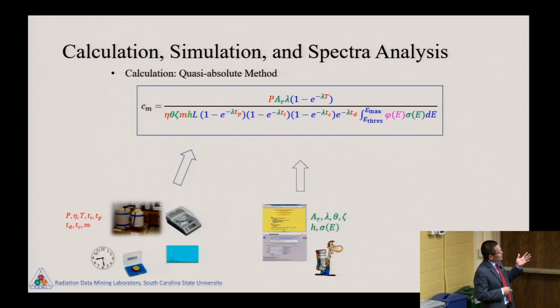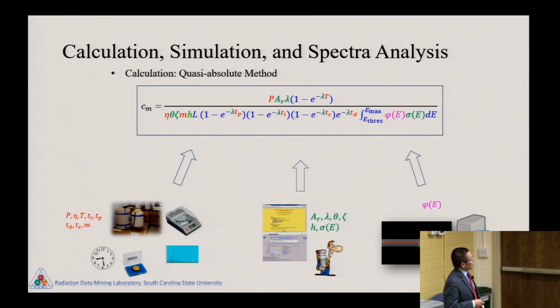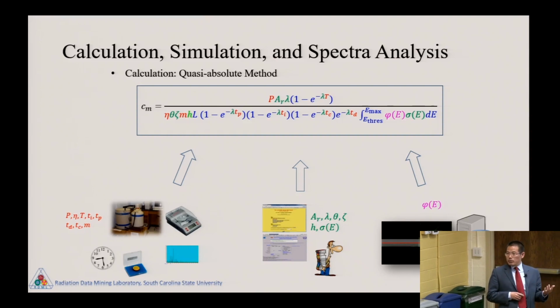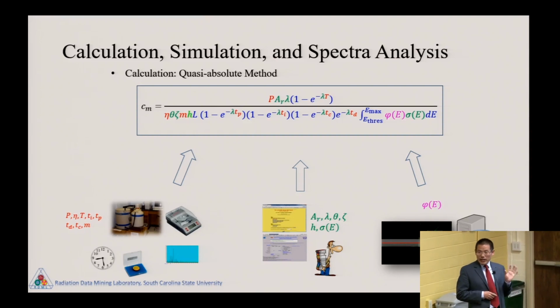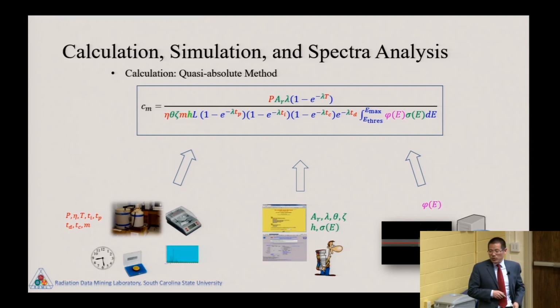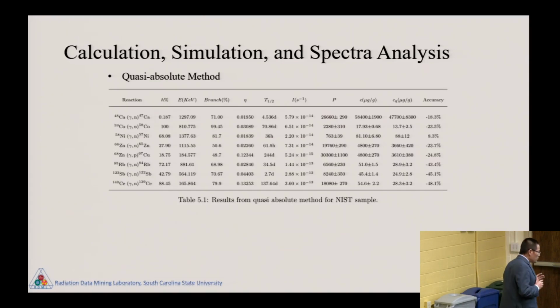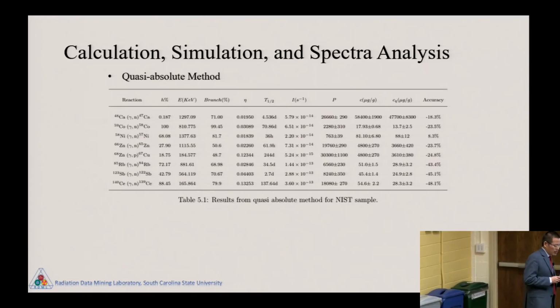All the green ones we can find in some database. The magenta color we can simulate. So problem solved. This way is the absolute method. But I call it the quasi-absolute method because one of the parameters, flux, is actually simulated. It's not really measured.